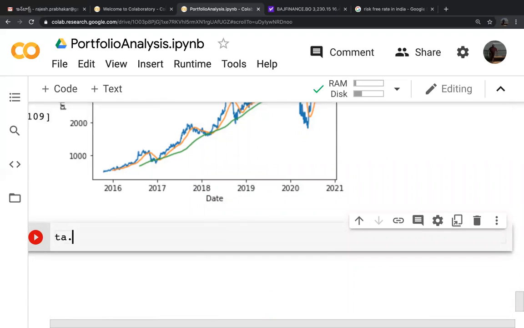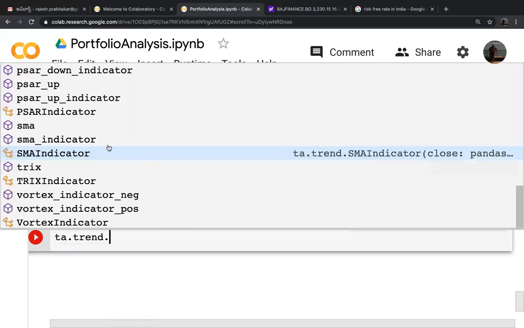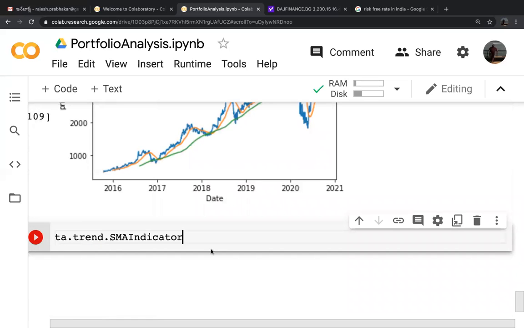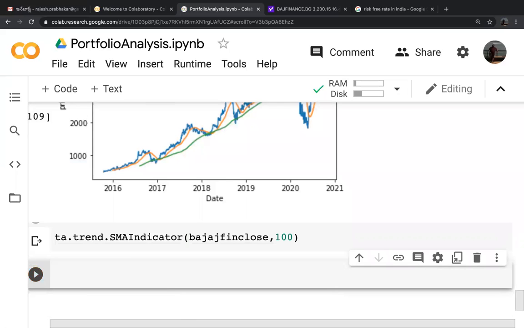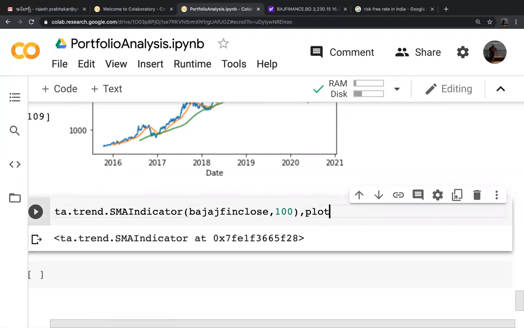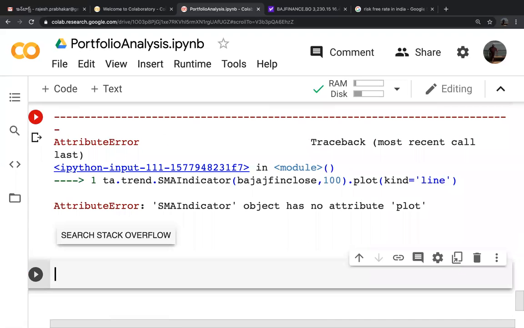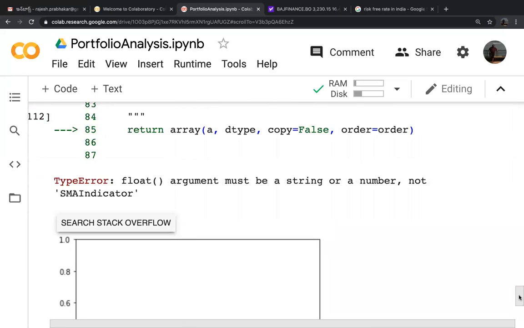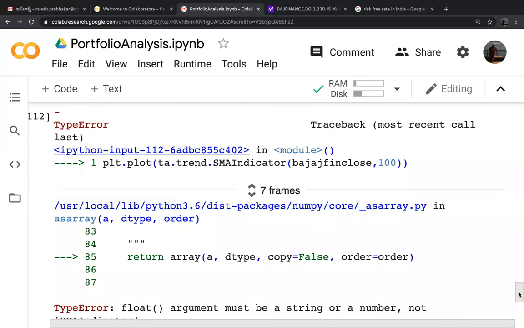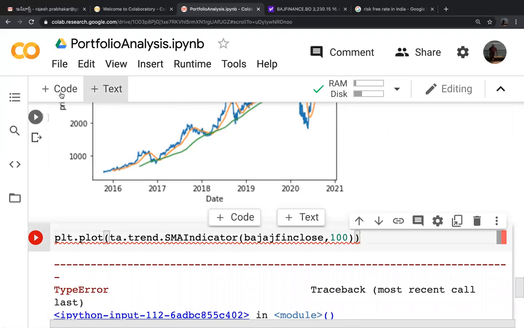So let us say if you type TA.trend dot and then press tab, you can see here you have SMA, and you have the SMA indicator also. So Bajaj Fin close, comma 100. Let us say we can plot it. Dot plot, kind is equal to line. It says no attribute, so we have to use PLT dot plot. So PLT dot plot is your 100-day moving average. Okay, SMA indicator is not working, so we will not take SMA indicator.